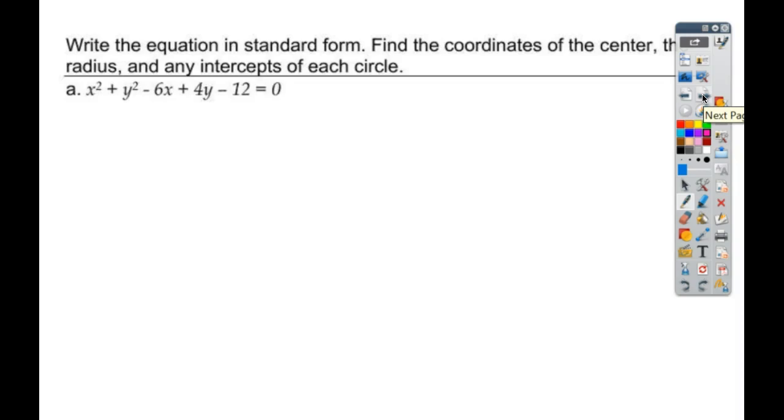Okay, I have 2 examples left to do, so pay attention. All right, first of all, I'm given the general form right here, and I want to write it in standard form. So to write it in standard form, you're going to put the x's together and the y's together. So I'm going to do x squared minus 6x and leave a space. And I'm going to move the 12 to the other side. And we're going to complete the square to do this.